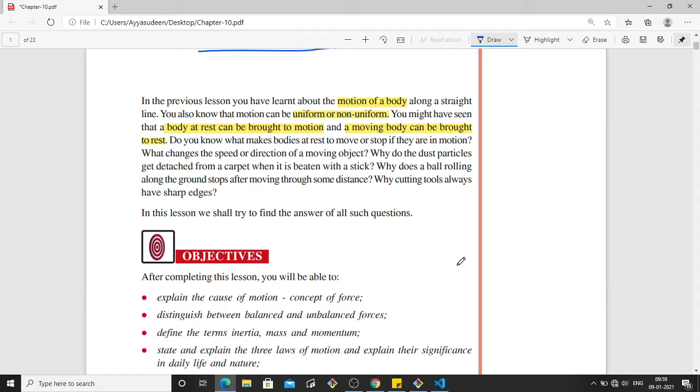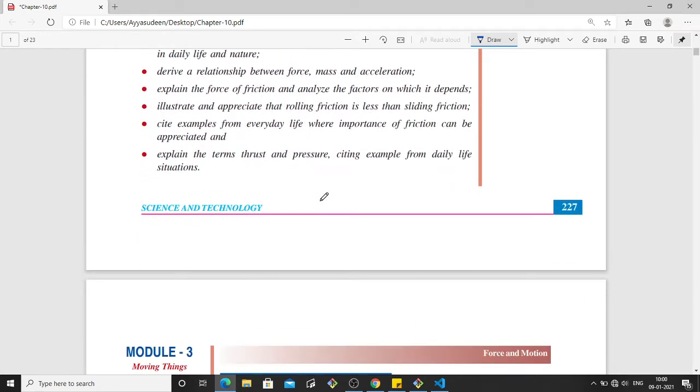In the previous lesson, Afash taught you about the motion of a body and how the motion can be uniform or non-uniform. If you don't remember all this, then go to the ninth lesson and read about it, and you can remember whatever he taught you. And you might have also seen a body at rest. A body means any object. If the body is at rest, it can be brought to motion, and also if there is a moving object, it can be brought to rest by applying force. So now we'll go into the lesson.